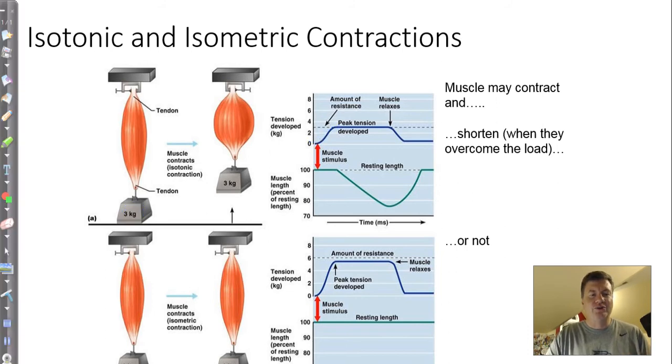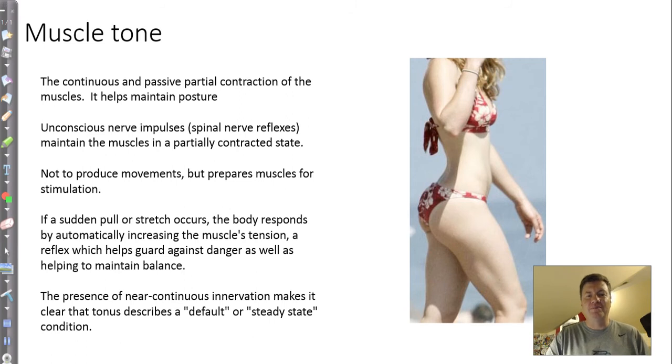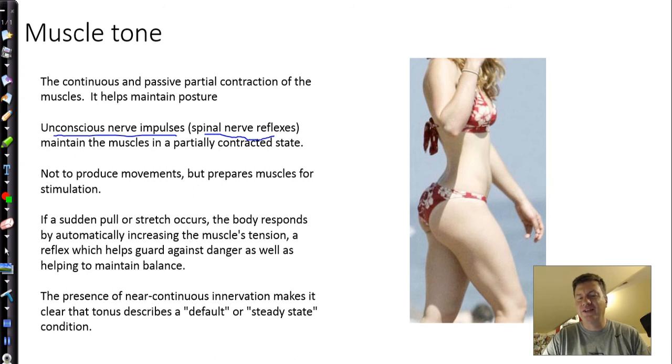All right, and one final topic here is muscle tone. This is also a little confusing to people because, again, we tend to think that we control all of our muscles all of the time. And actually, in this case, we're going to have some unconscious nerve impulses. These are spinal nerve reflexes that provide some tension. Even you see here some definition of her muscles. Provide some definition, some tension on the muscles, even when we're not really controlling them. That is, we get some partial contractions of our muscles because of spinal reflexes.